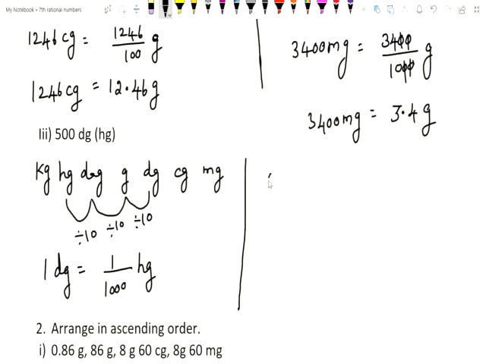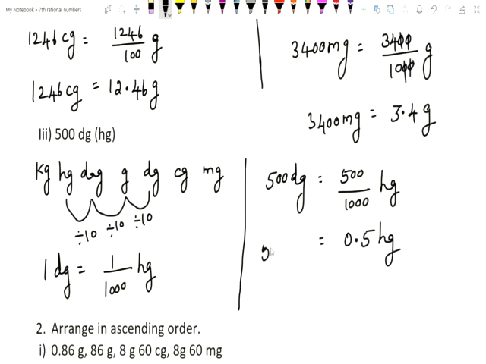So 500 decigram equals 500 by 1000 hectogram. Here how many zeros are there? 3 zeros, so 3 decimals: 1, 2, 3. So 0.5 hectogram. 500 decigram equals 0.5 hectogram. Do you understand, children? Shall I move on to the next question?